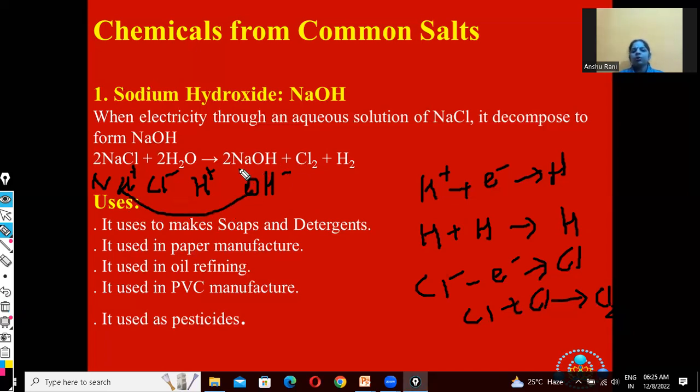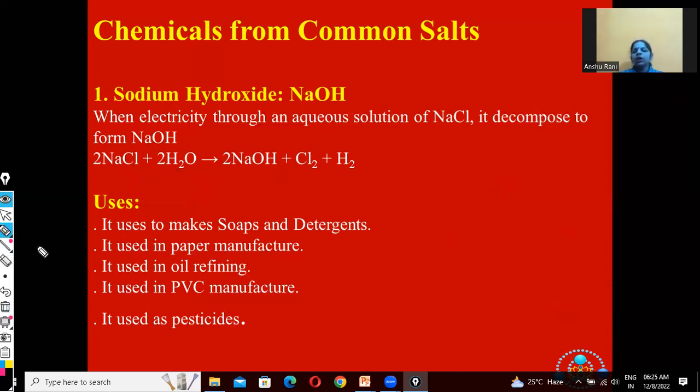NaOH, sodium hydroxide, also known as caustic soda, can be used to make soaps and detergents. It is used in paper manufacturing, in oil refining, for preparing PVC sheets, and it is also used to make pesticides.